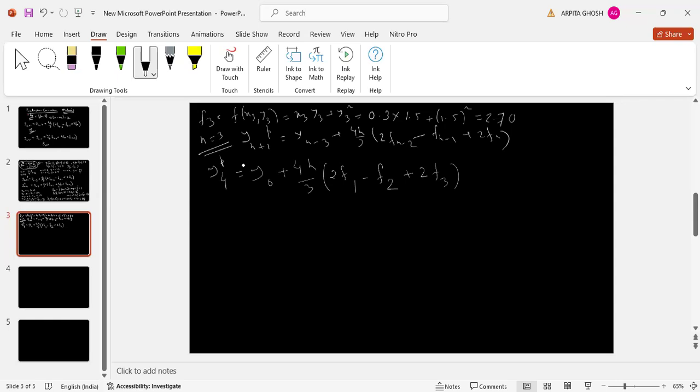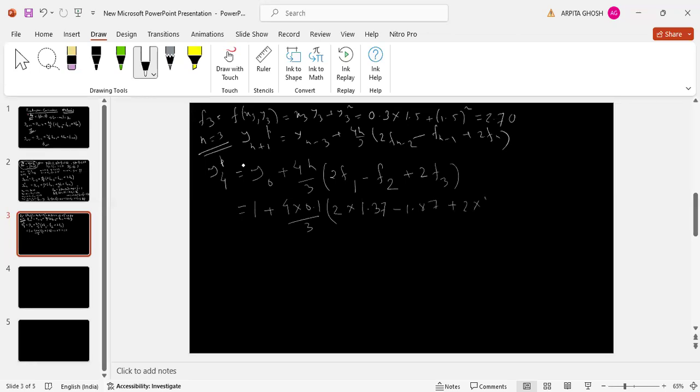And we have the values. Y0 was what? Y0 was given at the start, that was 1. Plus 4 into h, that means 0.1 by 3. Now tell me, what was the value of f1? 1.37. What was f2? 1.87. f3? 2.70.